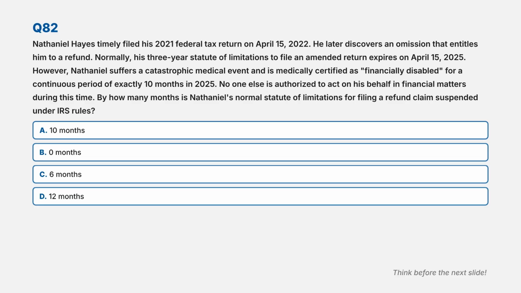However, Nathaniel suffers a catastrophic medical event and is medically certified as financially disabled for a continuous period of exactly 10 months in 2025. No one else is authorized to act on his behalf in financial matters during this time. By how many months is Nathaniel's normal statute of limitations for filing a refund claim suspended under IRS rules? A 10 months, B 0 months, C 6 months, D 12 months.